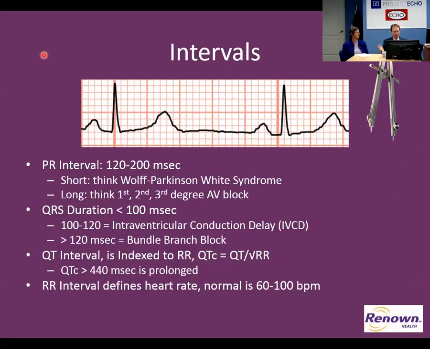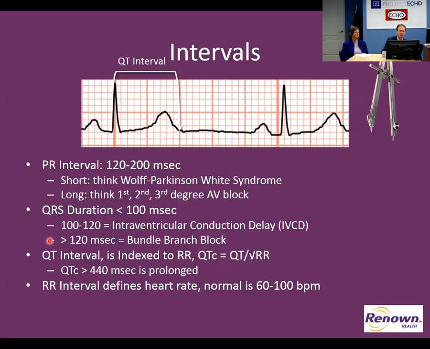If it's long, then think about heart block, first, second, or third degree. I'll go into bradyarrhythmias specifically in its own EKG lecture when we have a little more time. So here's the PR interval. The QRS interval should be less than 100 milliseconds. If it's 100 to 120, you've got an intraventricular conduction delay. If it's over 120, you have a bundle branch block, either left or right, depending on the morphology, which I'll also specifically discuss in the future.